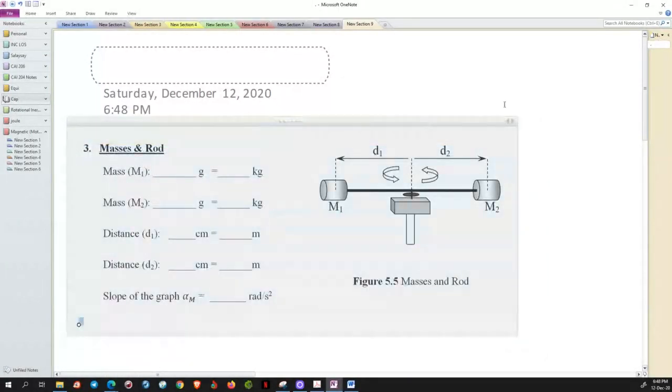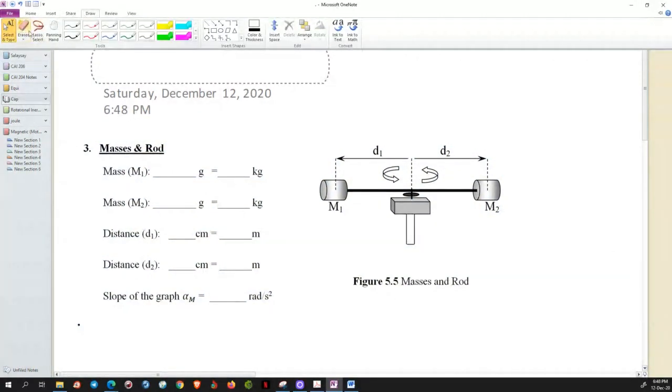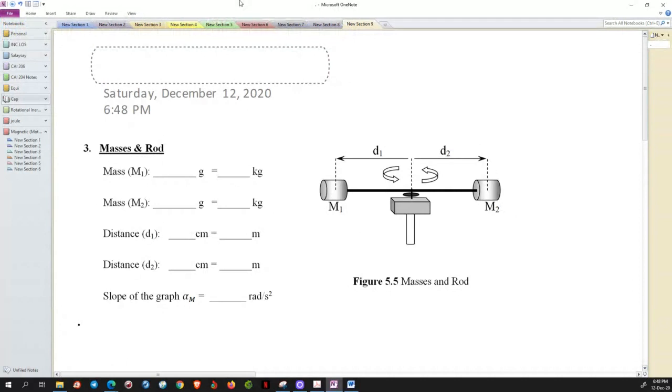Okay, for the mass and rod, you have to understand something. The equation will not be the same. So in the exam, we are giving you all the rules, but if you get the two rules, one for the disk, one for the mass and rod, you have to know which one you are using, okay? For the mass and rod, the inertia by theory is different. It's m1 d1 squared plus m2 d2 squared.